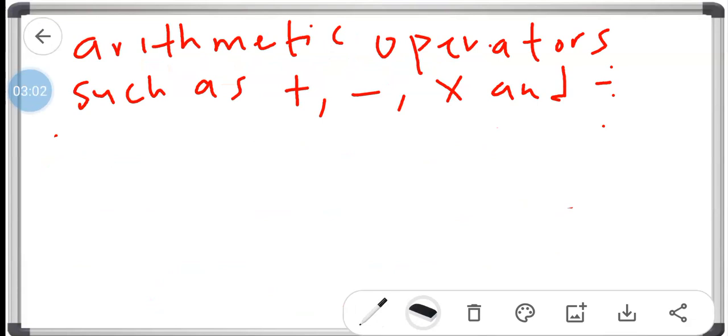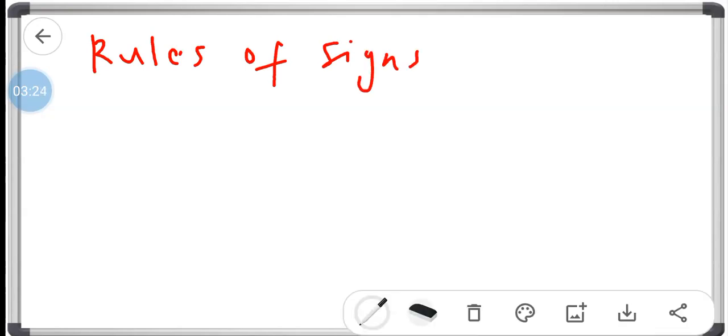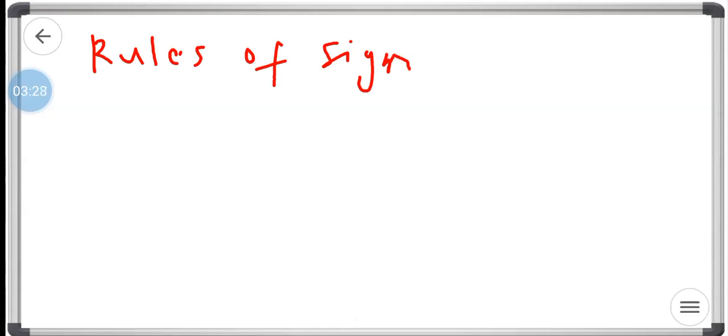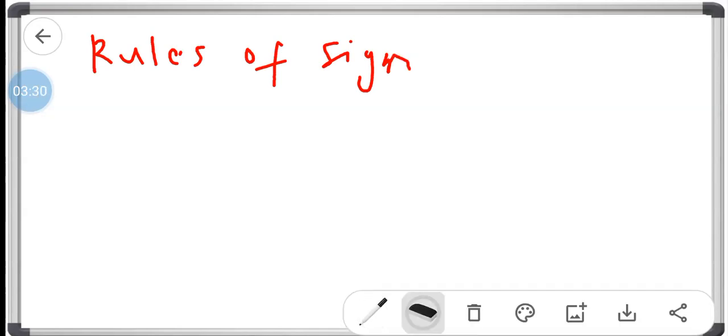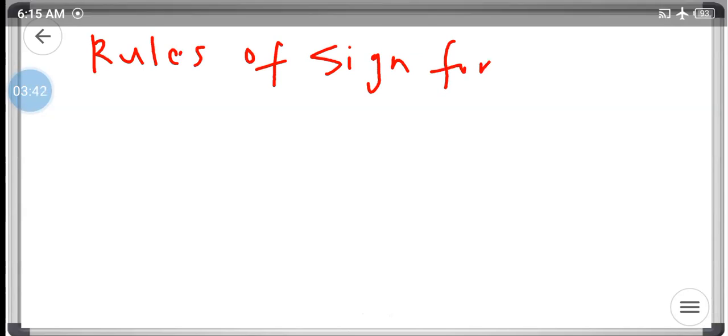So let's consider the first one, addition. The rules of sign for addition.